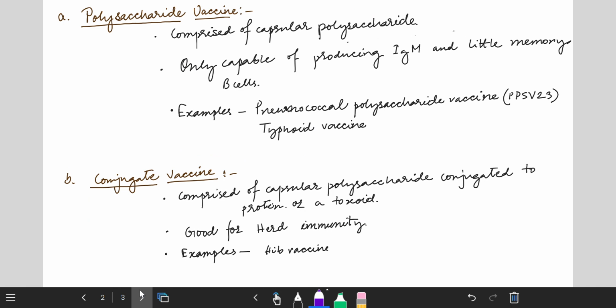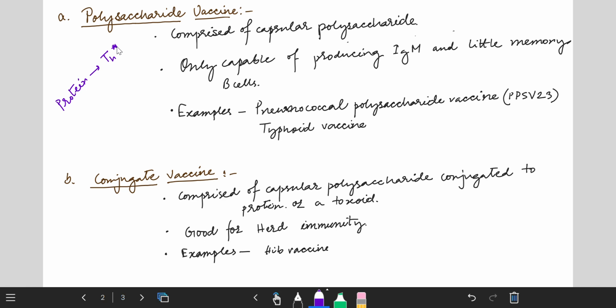Now coming to the next, what are polysaccharide vaccines? So polysaccharide vaccines are actually comprised of capsular polysaccharide cells and are only capable of producing IgM and a little amount of memory B cells. It means it shows the humoral type of response. Why are they capable of producing only IgM and B cells, not the T cells? Because polysaccharides are unable to activate the T cells, because protein is required to activate the T helper kind of cells.